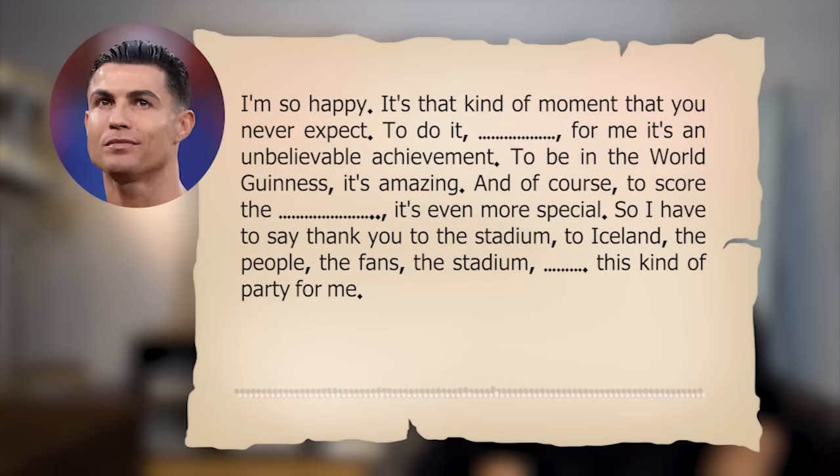So happy. It's that kind of moments that you never expect. To do it 200 caps, for me it's an unbelievable achievement. To be in a World Guinness it's amazing. And of course, to score the winning goal, it's even more special. So I have to say thank you to the stadium, to Iceland, the people, the fans, the stadium, to do it, this kind of party for me.